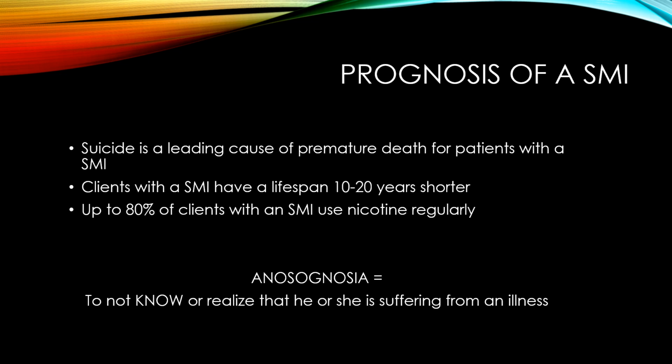So the prognosis of a serious mental illness: suicide is a leading cause of premature death for patients with a serious mental illness. Clients also have a lifespan that is 10 to 20 years shorter with a serious mental illness, and up to 80% of clients with a serious mental illness use nicotine regularly. Remember, in your first course we talked about nicotinic receptors and what they can do.